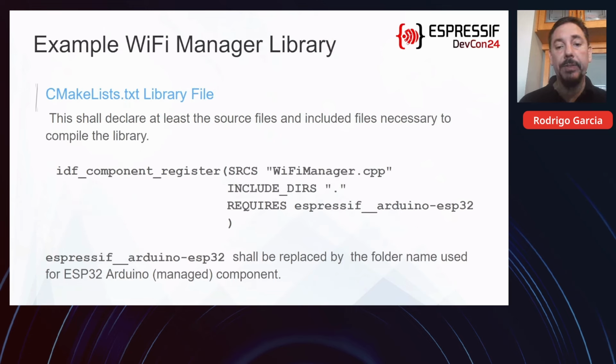The modification is just telling the system where exactly the Arduino framework folder is. Because we are using the registry, and the registry will automatically install the Arduino framework into the espressif__arduino-esp32 folder, which is under the managed components folder of your project. If you, for any reason, use your own copy of the Arduino framework in the components folder, you should replace that name with the name of the folder you have cloned your Arduino framework into.